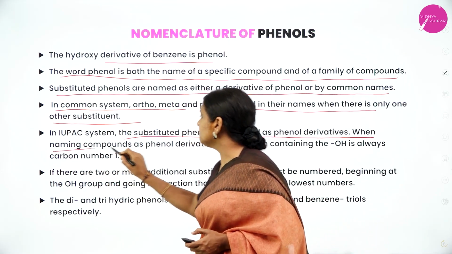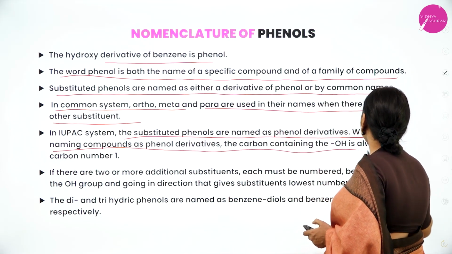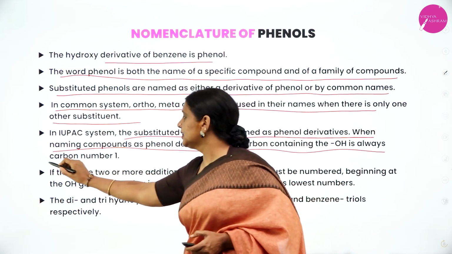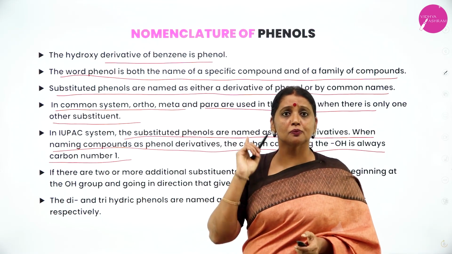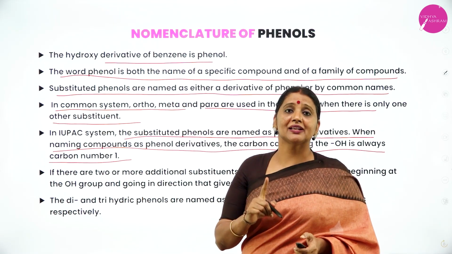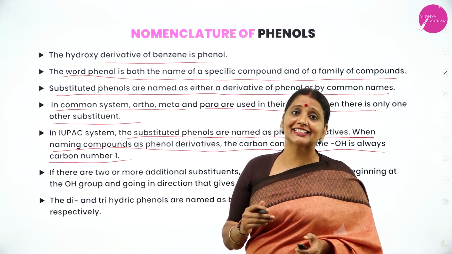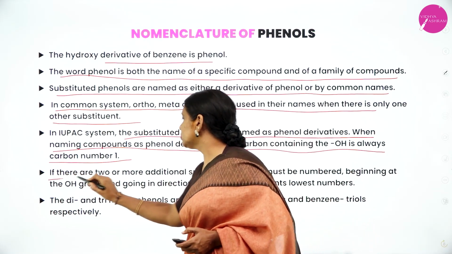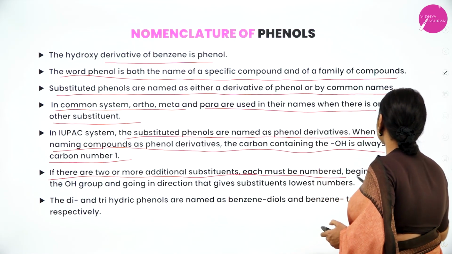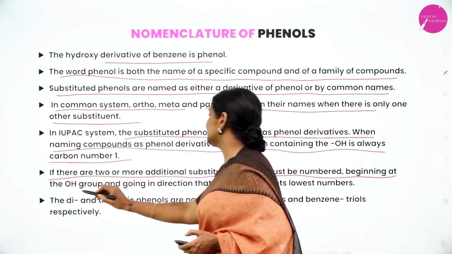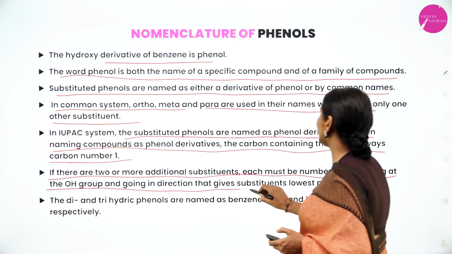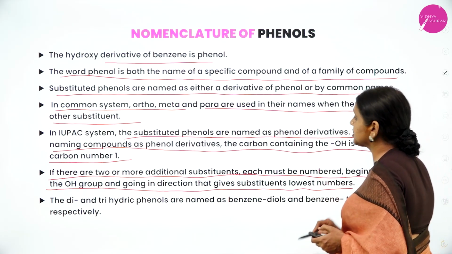When naming compounds as phenol derivatives, the carbon containing the OH group is always numbered 1. You have to put number 1 on the carbon atom to which the OH group is attached. If there are two or more additional substituents, each must be numbered beginning at the OH group and going in the direction that gives the substituents the lowest numbers.